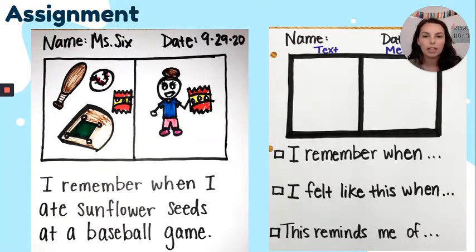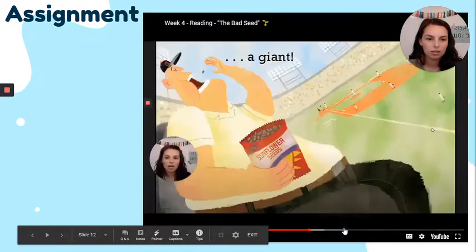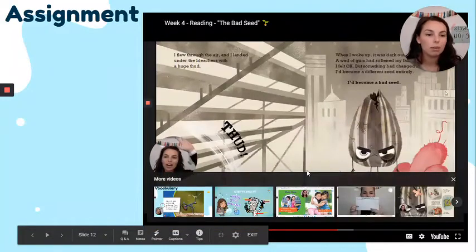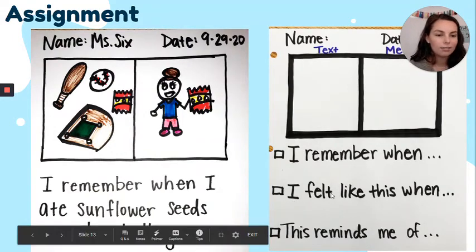You pick your page from the story. Let's say you pick a giant flew through the air. Maybe you pick this page. You can draw a picture of the seed being mad. And then you're going to choose one of these three sentences right here. You can say, I remember when, just like I did, or you can say, I felt like this when, or you can say, this reminds me of, and say what it reminds you of. So you can pick one of those.